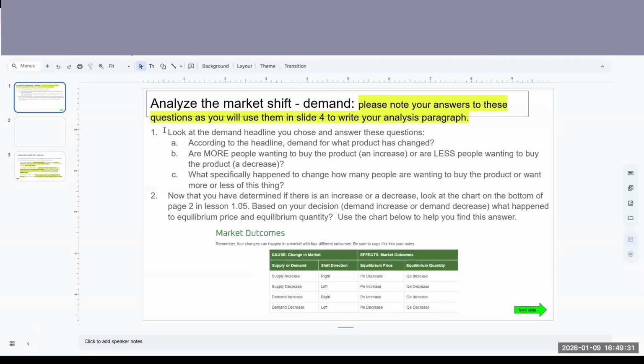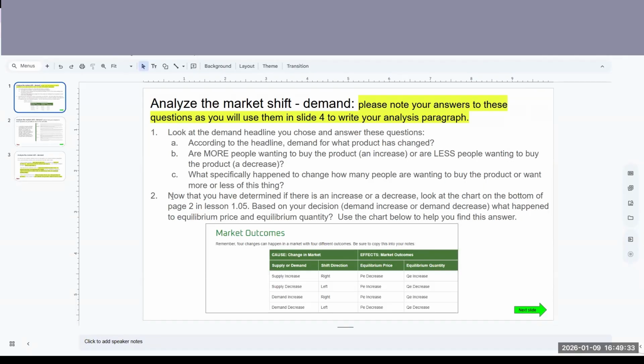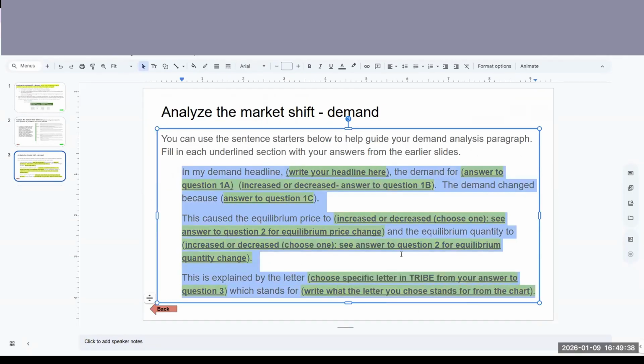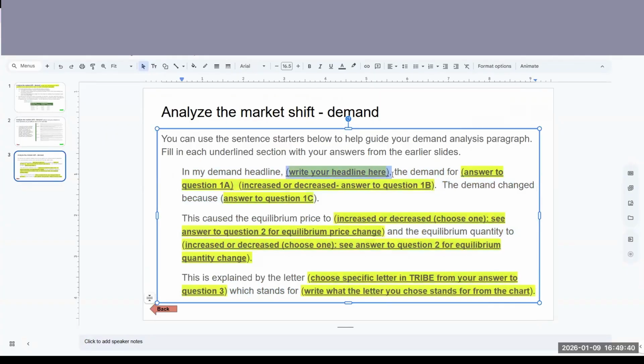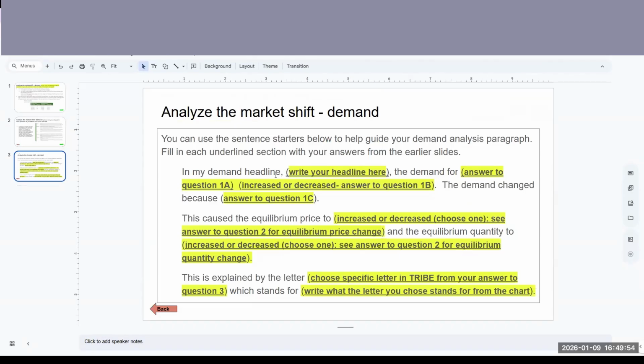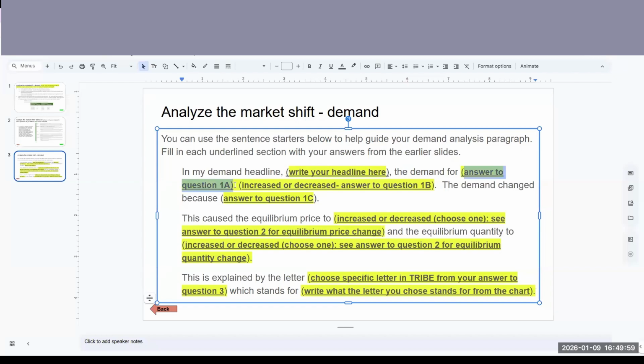If you go through here and answer each question, then when you get here, you can just copy and paste this into student comments, and you're going to replace the yellow with your answers because you answered all these questions here. So it says, look at the demand headline you chose and answer these questions. According to the headline, demand for what product changed? So in my demand headline, you write your headline here, the demand for, and then you're just putting the product that you were talking about. So you're just going to fill in these yellow parts.